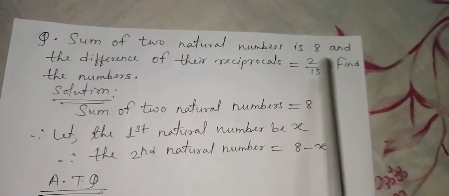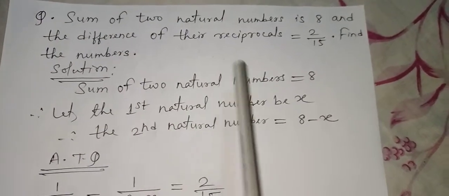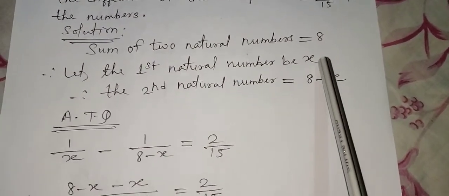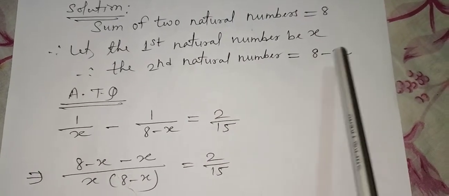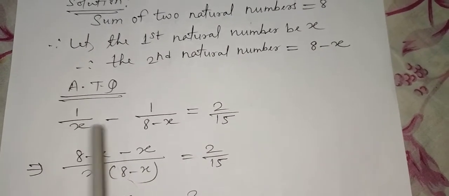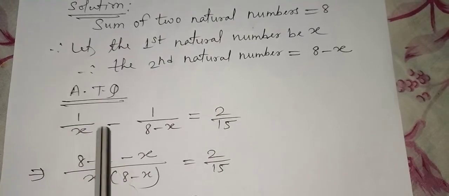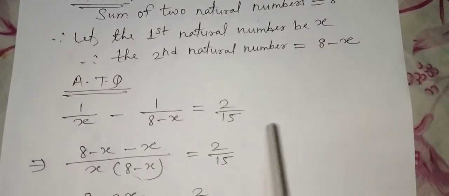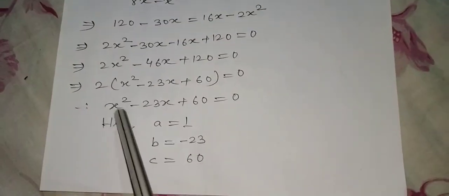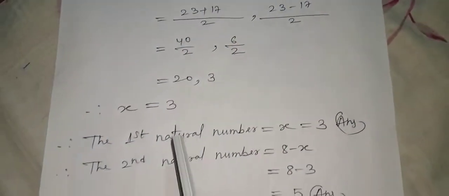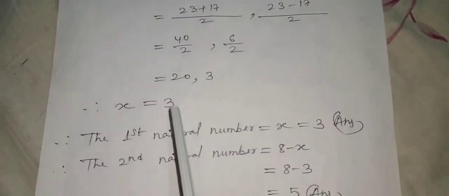Difference of the reciprocals means: the reciprocal of x is 1 by x, and the reciprocal of 8 minus x is 1 by 8 minus x, and difference means when you subtract these two numbers the result is equal to 2 by 15. So from here I have done the solution and I got a quadratic equation, and finally I have solved it, and my answer was 20 and 3, but I took only 3.